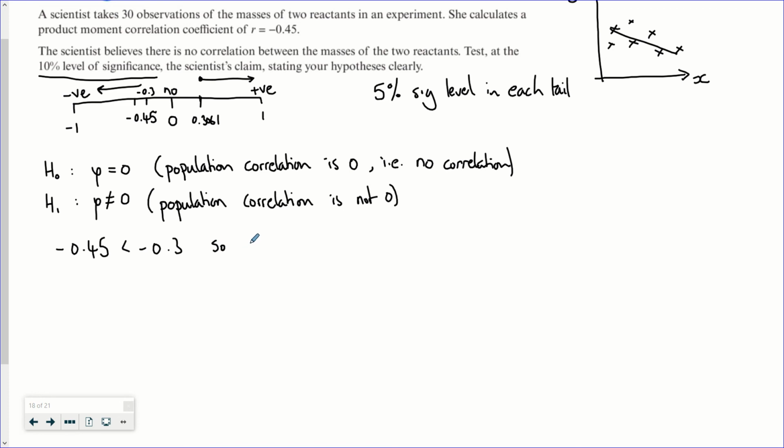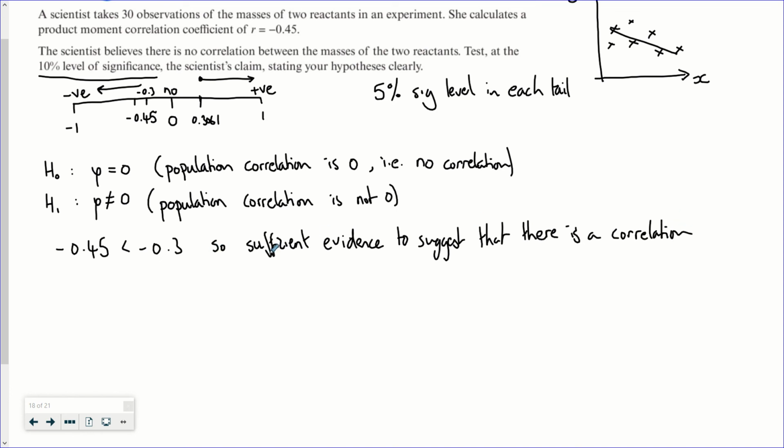So sufficient evidence to suggest that there is a negative correlation, sorry, not a negative correlation, so sufficient evidence to suggest that there's a correlation between the masses of the two reactants.